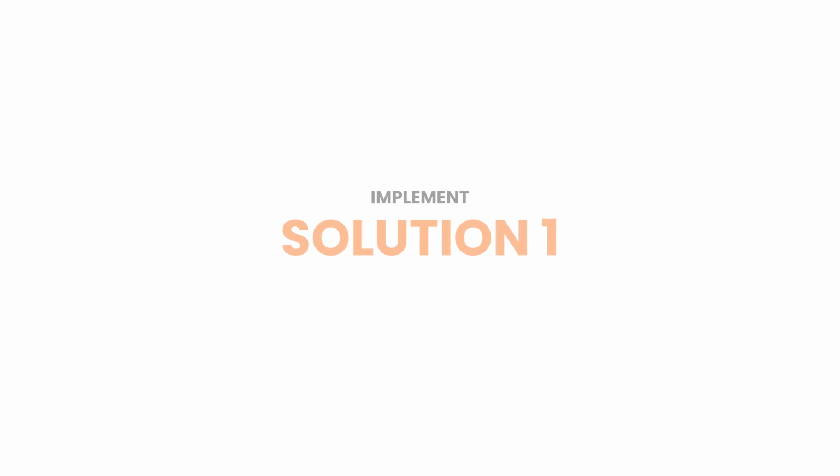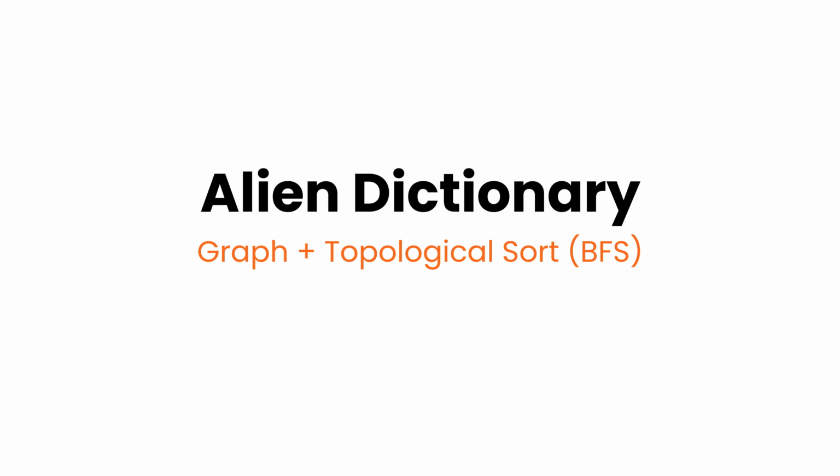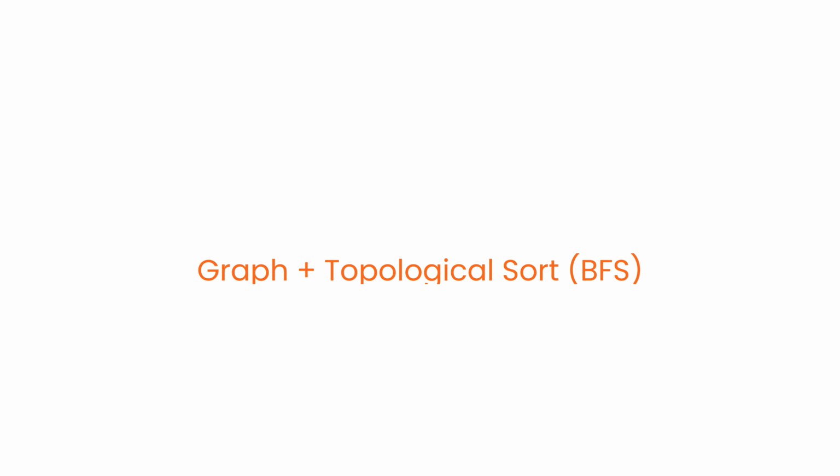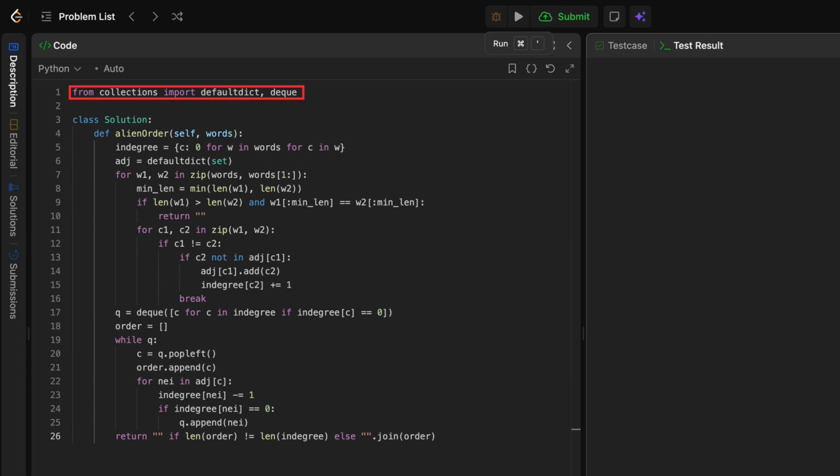Let's implement solution 1. This comment tells us we're solving Alien Dictionary using a graph plus topological sort with BFS. This imports defaultdict for the adjacency list and deque for fast BFS queue operations. This starts our solution class, the container for our function. We define alienOrder, which takes words sorted by an unknown alien alphabet. Our goal is to reconstruct that letter order.